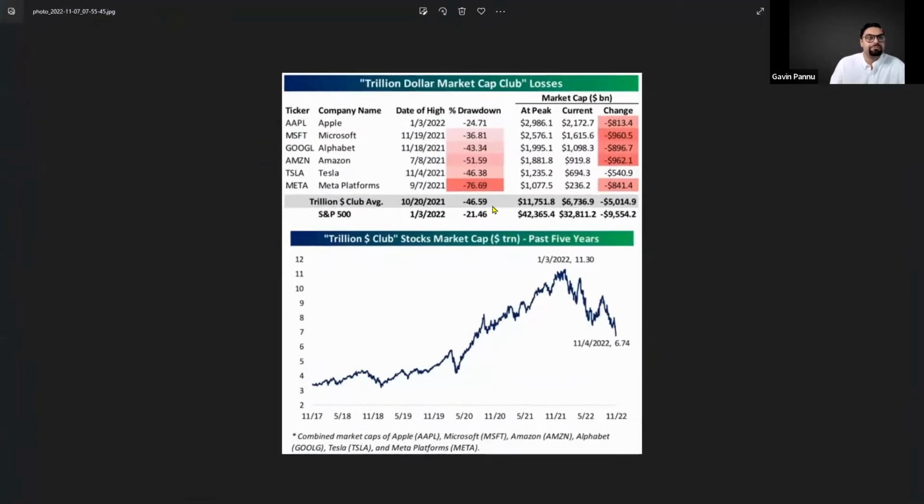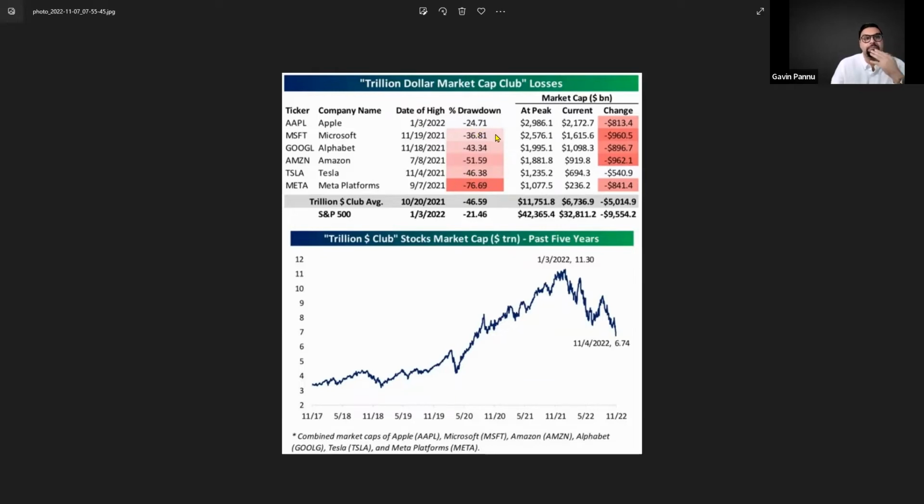What we're seeing here is the $1 trillion market cap club. These are companies that once hit a valuation of $1 trillion based on the share price. Now look at them. Where are they now? You can clearly see Meta being the one that has taken most of the brunt, down 76.69%. And Apple's also not faring so well either, almost down 25%.